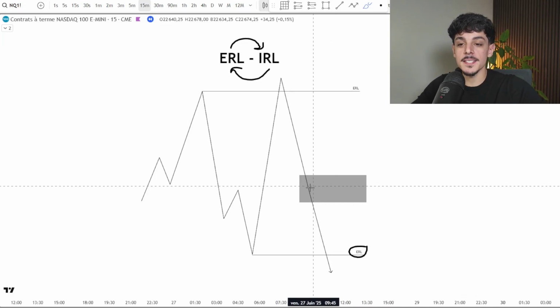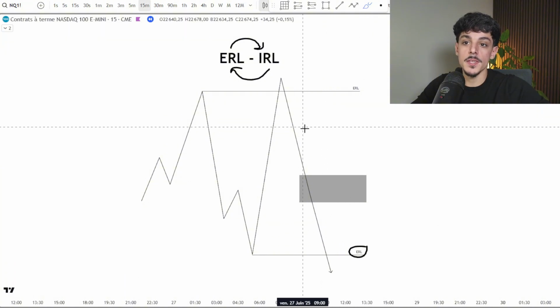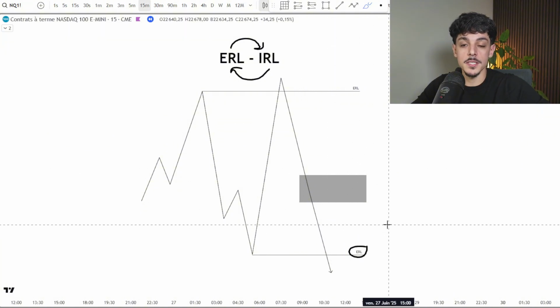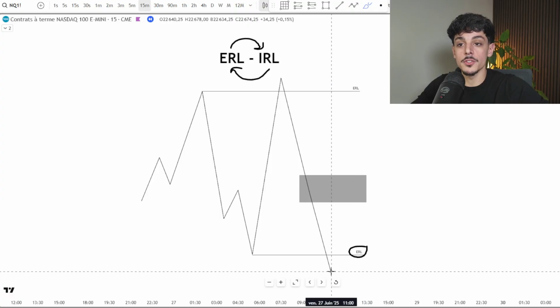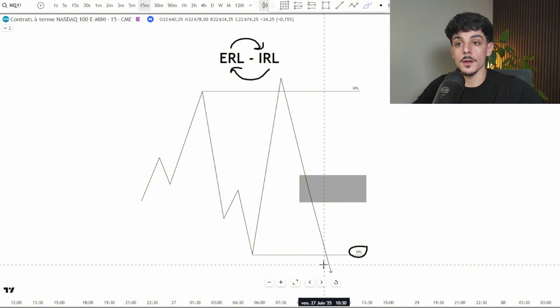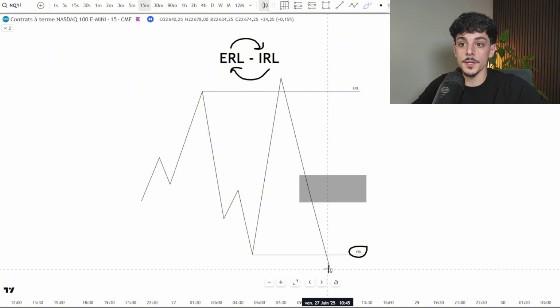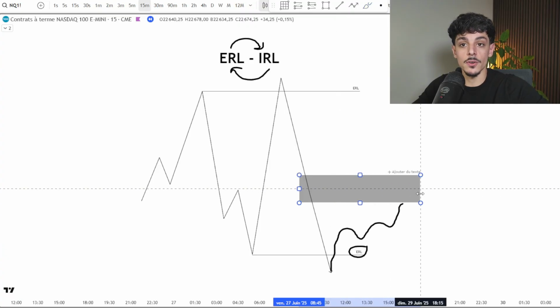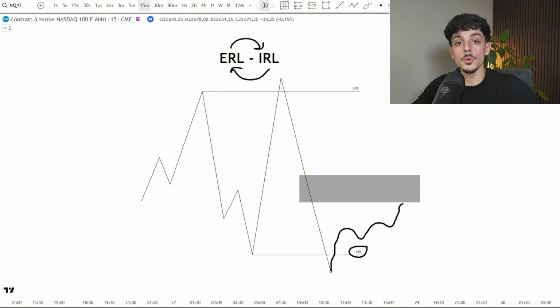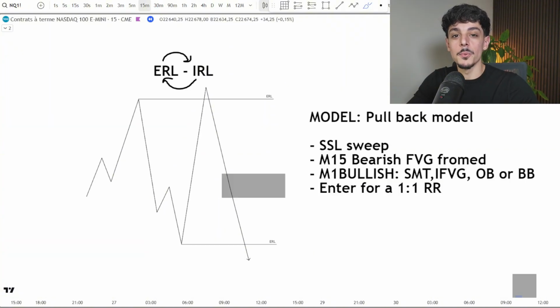If you sweep sell side liquidity on the 15-minute chart, it means that you just swept external range liquidity. And if you swept external range liquidity, then price will be attracted to an internal fair value gap, which is internal range liquidity. So right here, as soon as you sweep it, then price will most likely go back to fill orders inside this fair value gap right here to have enough fuel to push price on the way down or up. This strategy right here is called the pullback model.